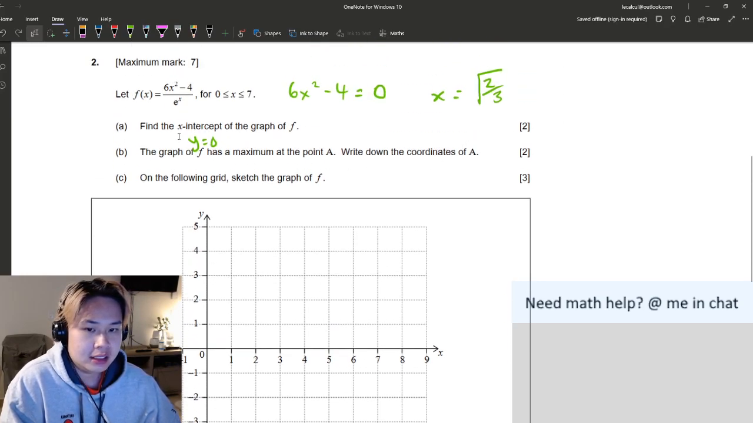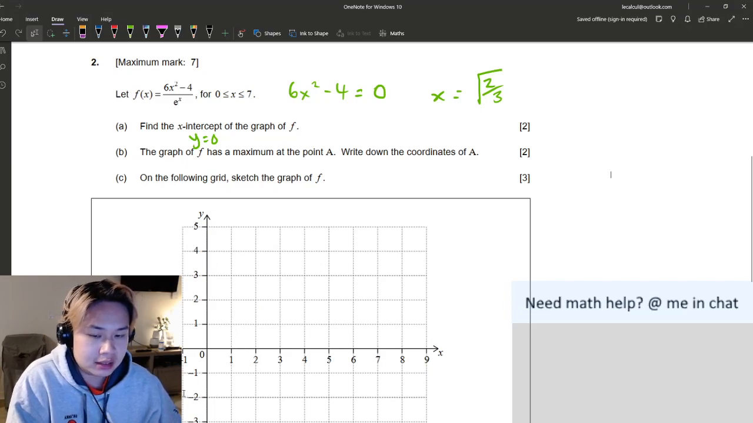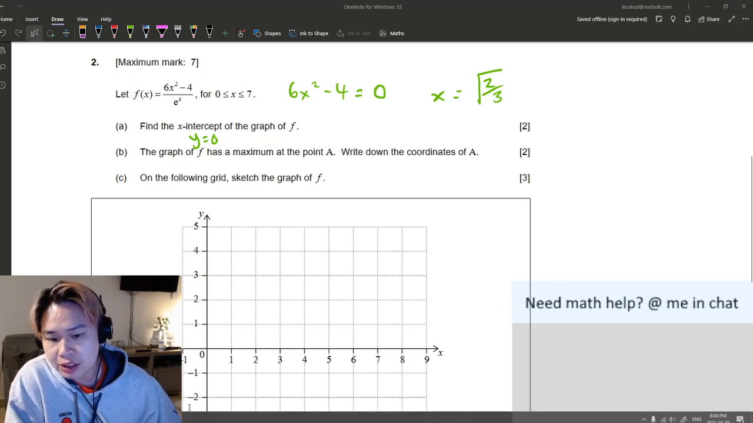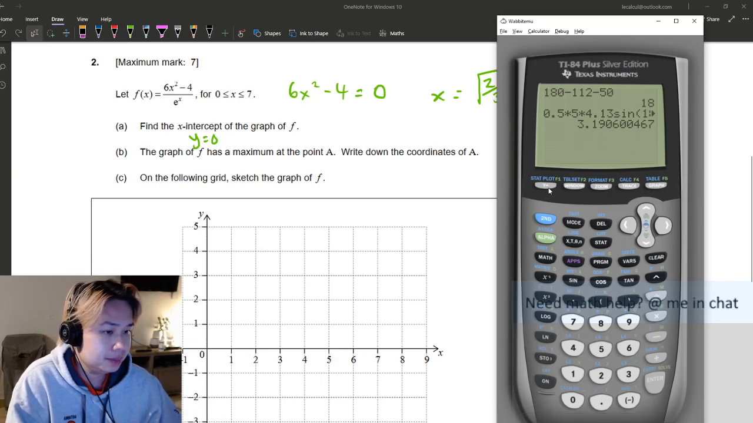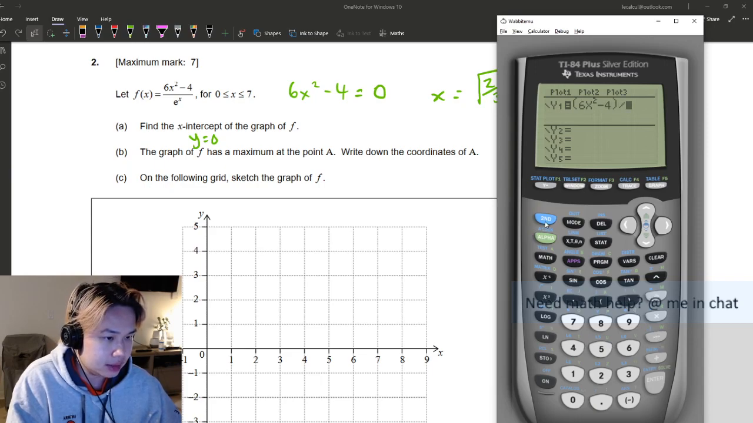All right, then let's see. The graph has a maximum at point A, write down the coordinates of A. Because this is a paper 2, we don't need to use calculus, we can just put it into our graphing calculator. So 6 x squared minus 4 divided by e to the power of x.